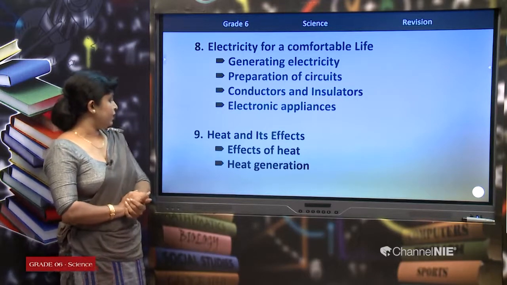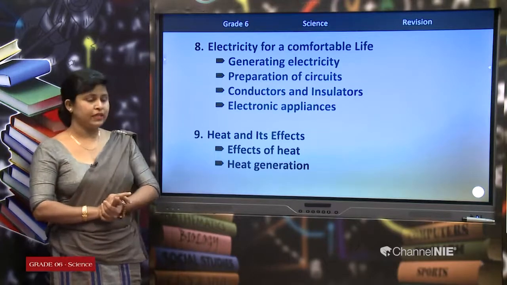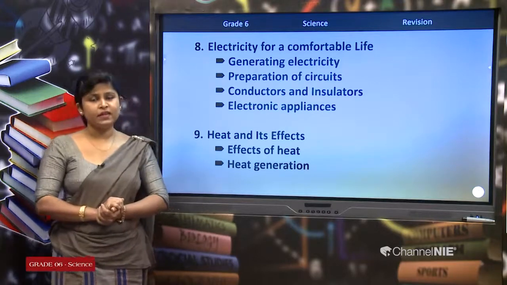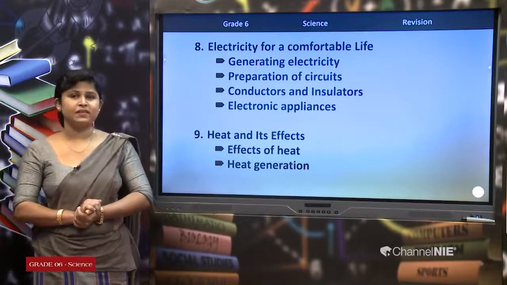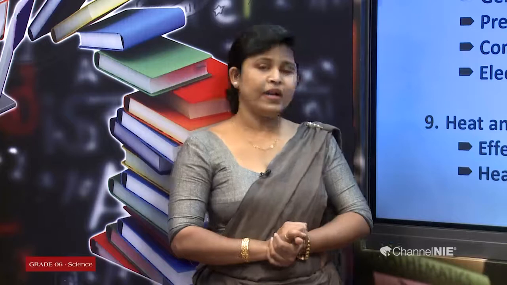In Unit 9, we were talking about heat and its effects. Effects of heat and heat generation. Heat is a type of energy. How heat is produced. There are a number of methods of producing heat. We were talking about that. Then what are the effects of heat on our environment? What is the effect of heat on the survival of organisms? Those are the things we discussed in that unit.